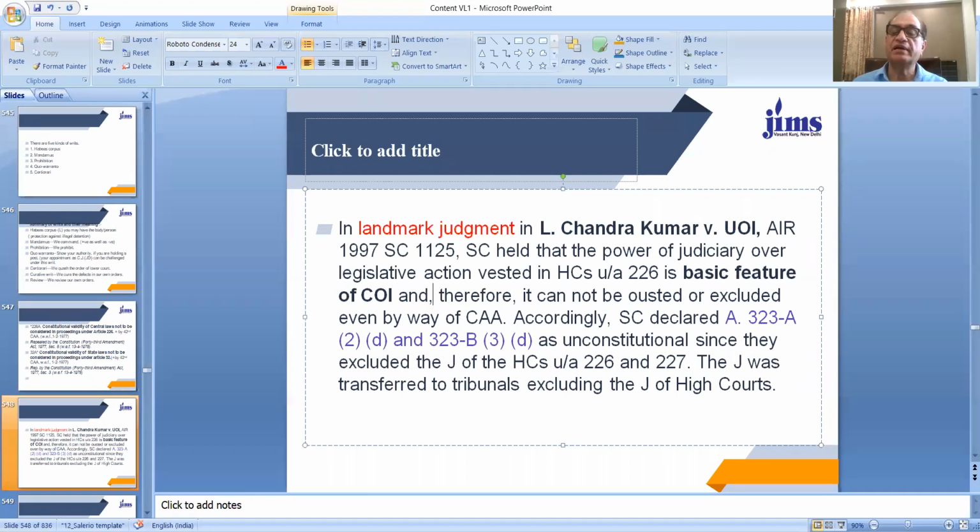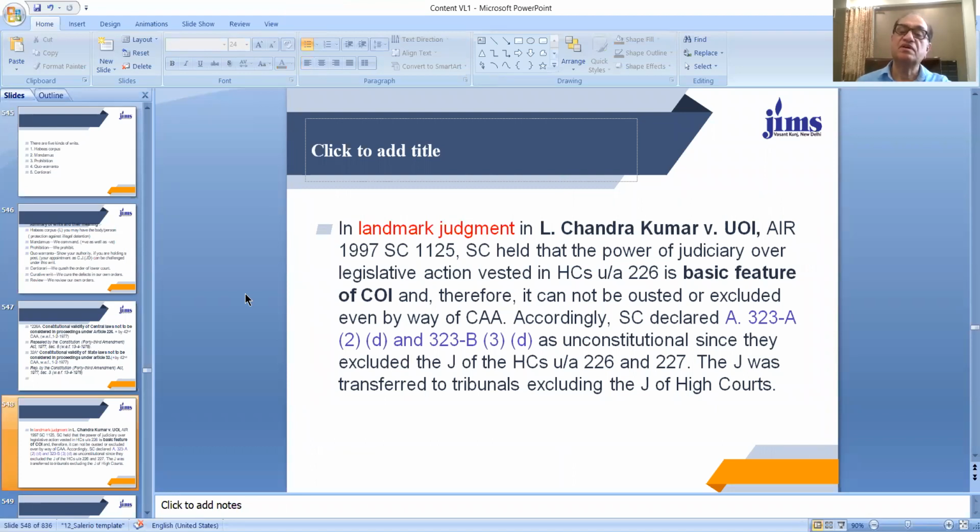Accordingly, the Supreme Court declared Article 323A(2)(d) and 323B(3)(d) as unconstitutional, since these two articles excluded the jurisdiction of high courts under Articles 226 and 227, and the jurisdiction was transferred to the tribunals, excluding the jurisdiction of the High Court. So this was against the basic feature of the Constitution of India. These two articles were declared unconstitutional, since they take away the power of the High Court so far as issue of writ is concerned.